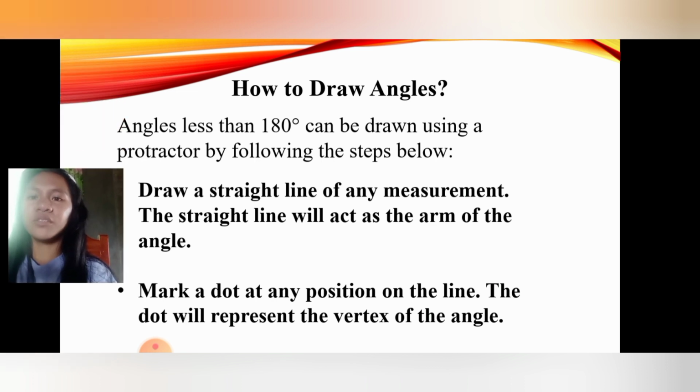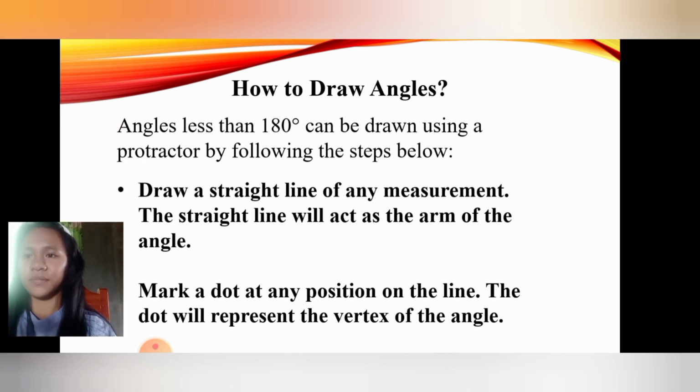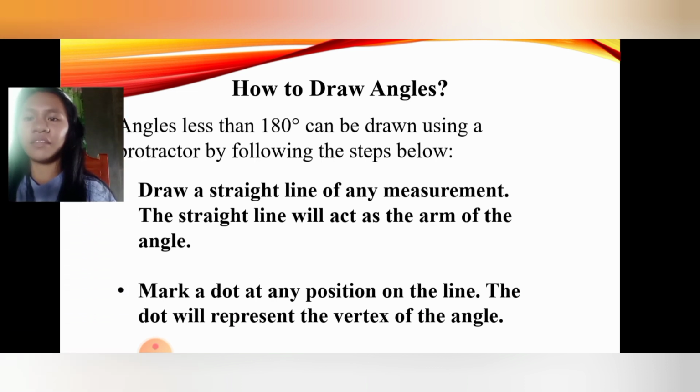So how to draw an angle? Angles less than 180 degrees can be drawn using the protractor by following the steps below. Draw a straight line of any measurement. The straight line will act as the arm of the angle. Mark a dot at any position on the line. The dot will represent the vertex of the angle.